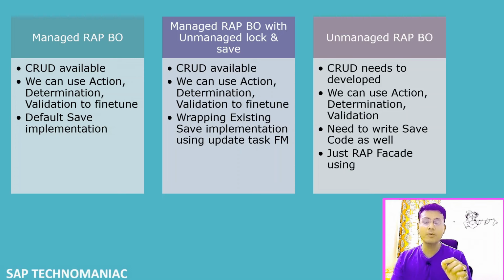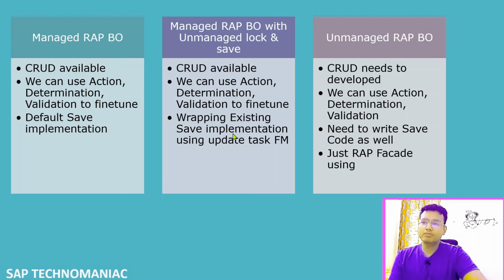But when you want to save the data, then the save sequence will trigger. I explained in my last video also, the save sequence will be triggered and the data will be saved in the save sequence. That's a very important thing. So these are the two basic differences between the managed RAP BO and the managed RAP BO with unmanaged save.